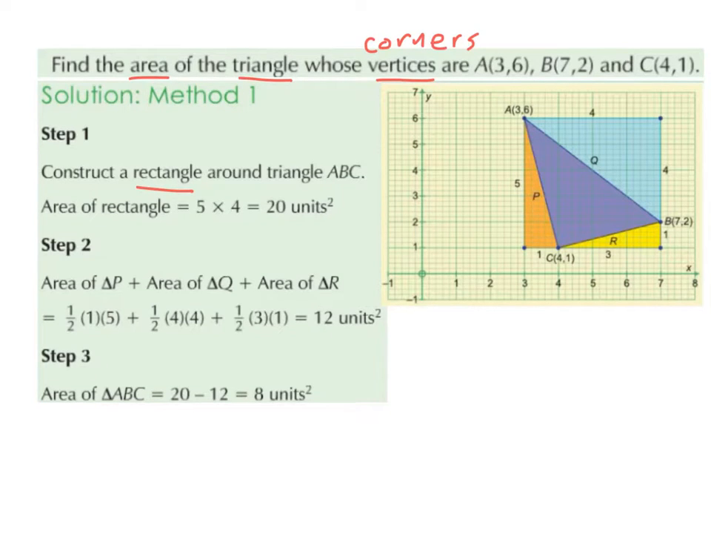Step 3, the area of ABC, which is the triangle in the middle that we're trying to find the area of, is going to be the area of the rectangle, which is 20 units squared, minus the area of the 3 triangles added together, which is 12 units squared. So 20 minus 12 is 8 units squared. So the area of the triangle that we're looking for is 8 units squared.